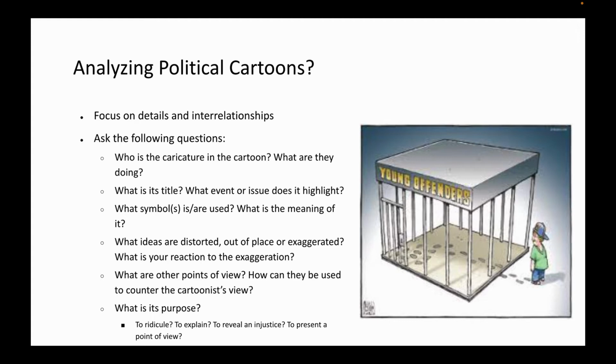So in this cartoon, for example, this is a cartoon that is talking about the Young Offenders Act in Canada. And looking at this cartoon, we can see a couple of things. We've got the jail cell. The door on the jail cell has nice tight bars, but the rest of the jail cell, the bars are very wide. So the youth that is here can simply just walk on out.